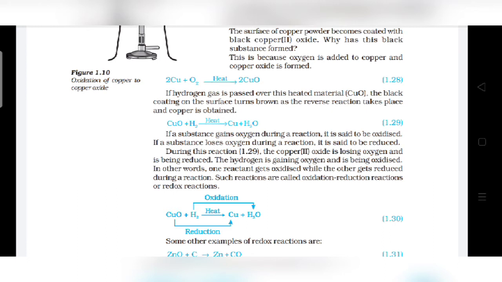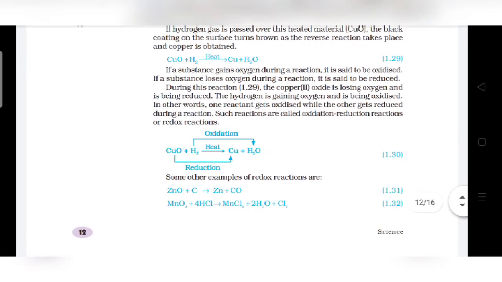In other words, one reactant gets oxidized while the other gets reduced during a reaction. Such reactions are called oxidation reduction reactions or redox reactions. So listen students, a reaction in which one reactant is getting oxidized and other reactant is getting reduced, and the oxidation and reduction reaction takes place simultaneously, then such reactions are termed as oxidation reduction reaction or also known as redox reaction. One example is given below.